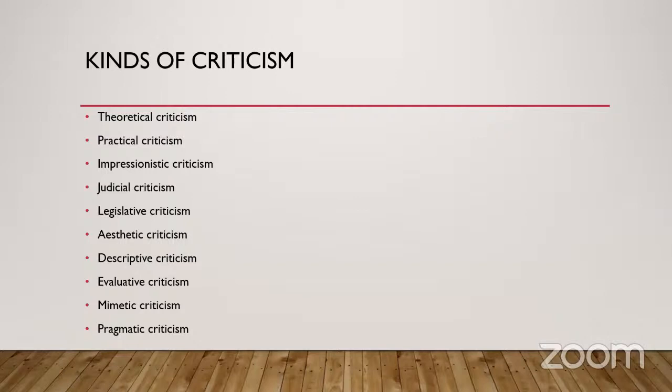It pays attention not to particular works but to literature in general. So in theoretical criticism, we are not analyzing any particular work, but we are analyzing literature in general. It is believed that theoretical criticism began in England with Sidney's Apology for Poetry. Philip Sidney's Apology for Poetry laid the foundation for theoretical criticism. After that, we have works of Dryden, then Addison's essays. All these contributed to theoretical criticism.